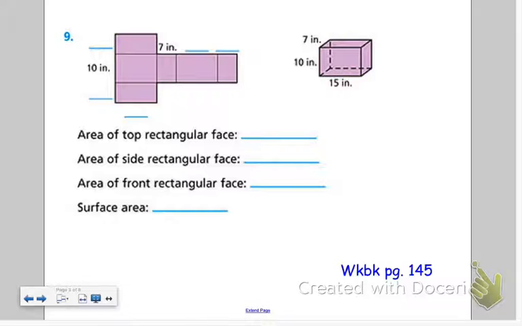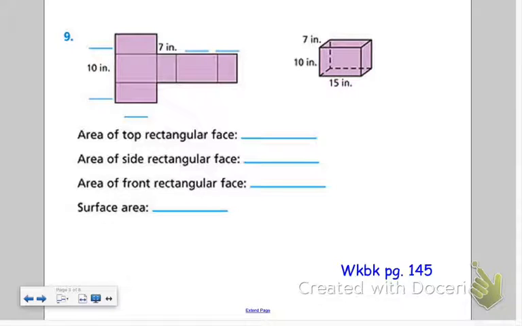Okay, now let's look at number 9. Here you can see, again, we have the net of the rectangular prism on the right. This one's definitely got rectangles for its bases. And we have 3 different measurements. We have 7, we have 10, and we have 15. So this one's going to be a little bit harder.